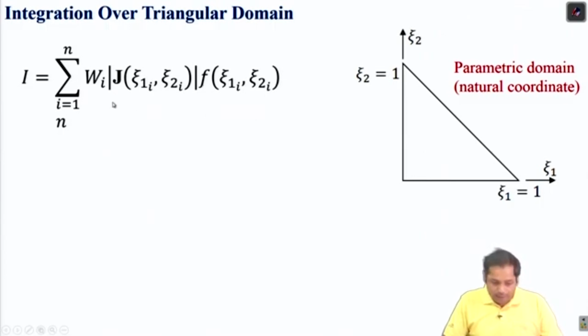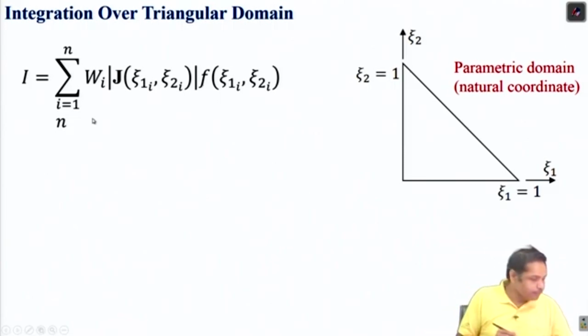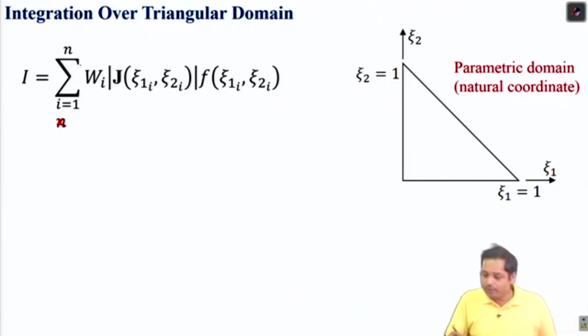Now this is the integration with weights wi. Here n is equal to how many Gauss points you have within this element. If you have 3 Gauss points, then n is equal to 3. If you have say 7 Gauss points, then n is equal to 7. So it all depends on how many Gauss points you have within this element.